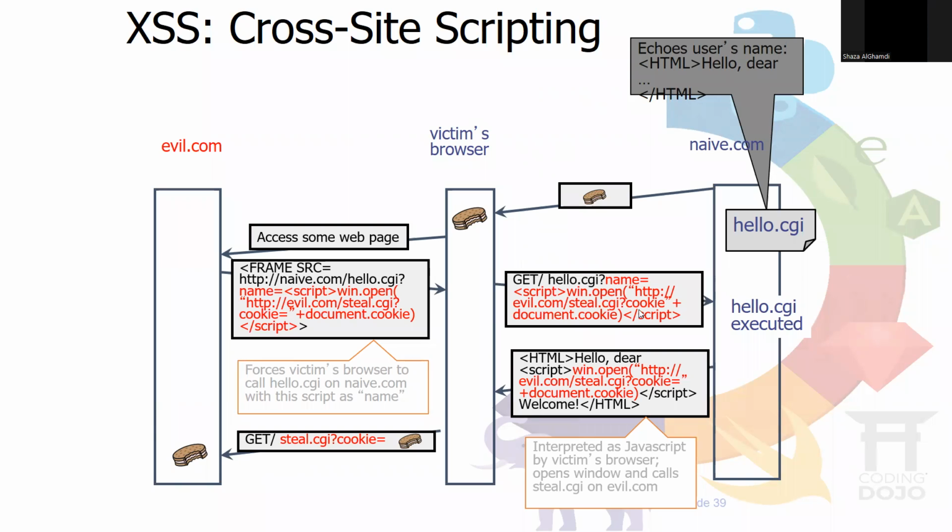Okay. And at the same time, when you open it, you will copy the cookie, the document cookie specifically, and then you will head back. So what happened is when you access it, the hello.cgi is executed, and it will say hello dear, and then the script will be executed. The script will open the website back, copy the cookie value and send it back to the attacker website. Okay, guys?